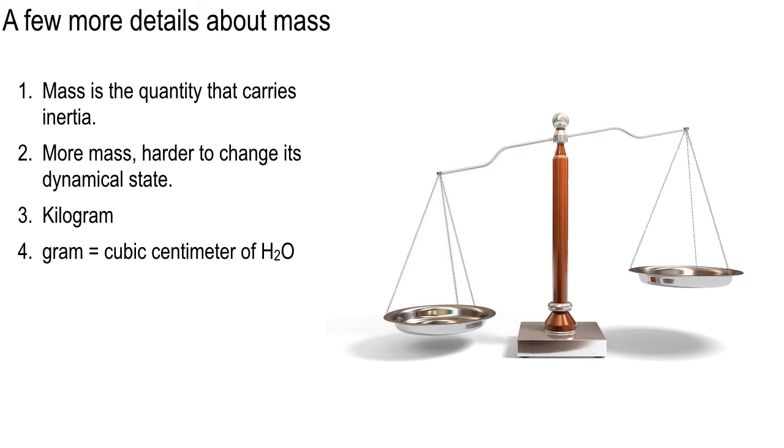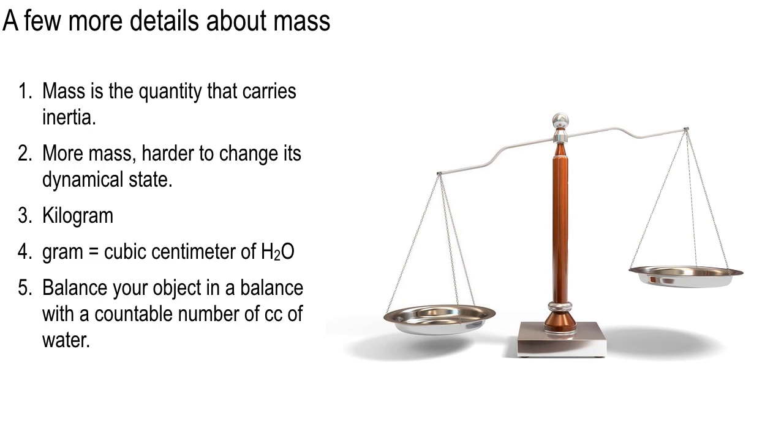The kilogram is defined in terms of water. A cubic centimeter of liquid H2O has a mass equal to 1 gram. So in a balance, if you put a single cubic centimeter of water, it will balance an object on the other side that's exactly 1 gram. So you put your object in the balance, and then you count the number of cc's of water that you have to put in on the other side.